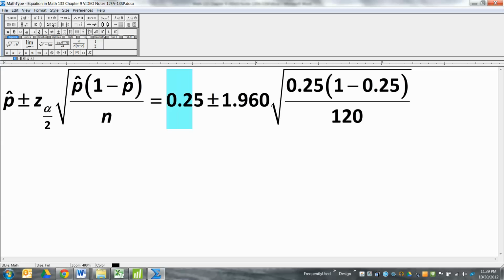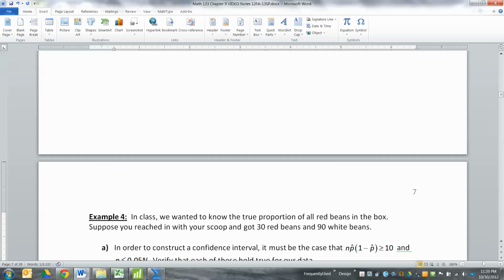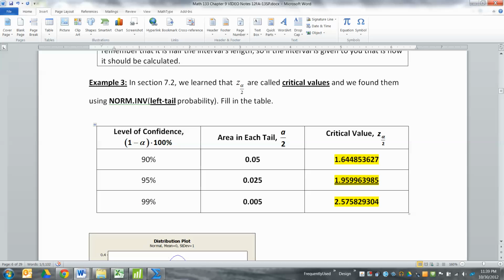So you say, okay, p hat in our example was 0.25. So you put 0.25 in there. And then p hat over here is 0.25, 1 minus 0.25. n was 120. That was how many beads there were in our sample total. And now where does the 1.96 come from? Well, that comes from the fact that we said it was a 95% confidence level. And over here we learned that the 95% confidence level is 1.960.